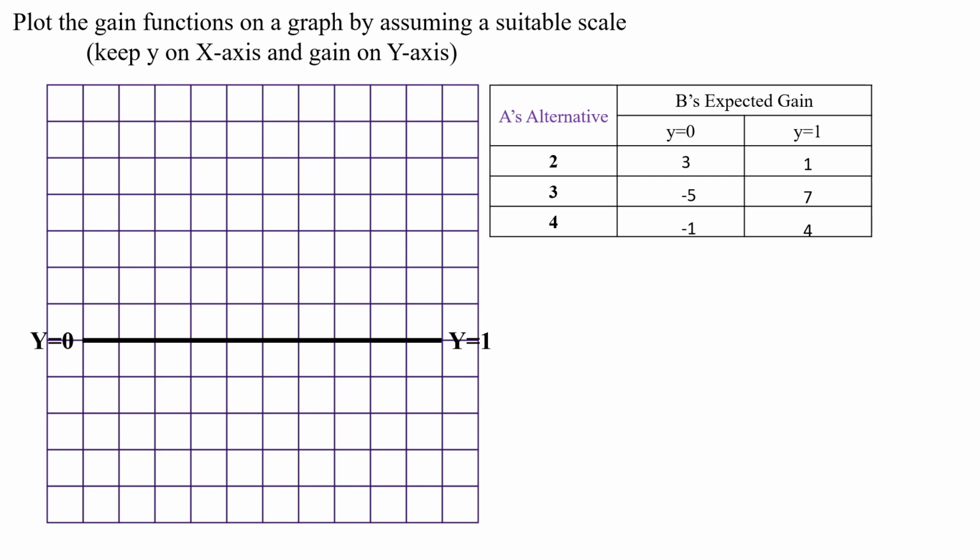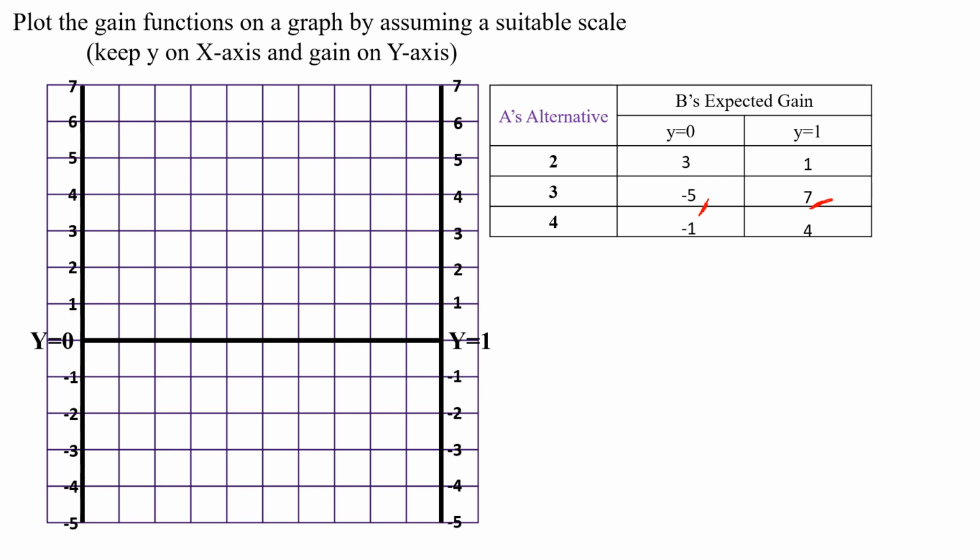So next we have to mark the gain values on the x-axis. Here the gain value ranges are 7 on the positive side and minus 5 on the negative side. So mark the gain values on the y-axis within the ranges of 1 to 7 on the positive side and minus 1 to minus 5 on the negative side.